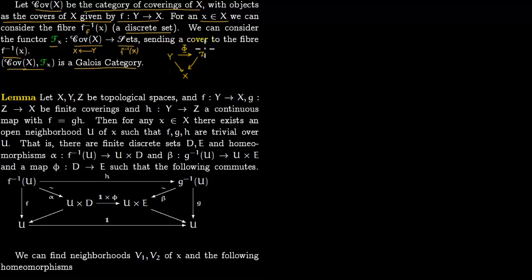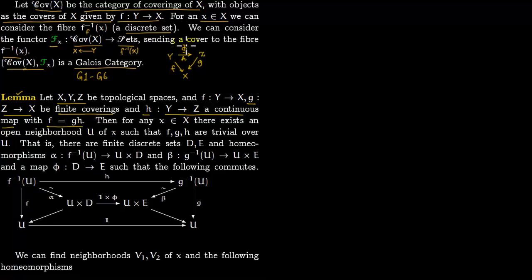It is important that you know the definition of a covering space in topology before we proceed here. To do this, we have to prove a lemma. To show this is a Galois category, we have to see that all these axioms G1 to G6 of a Galois category are satisfied. But before we do that, we have to make sense of this map phi, and this lemma is going to do that. Say X, Y, Z are topological spaces, and you have this map F, which is a covering, and then you have a map G from Z to X, which is another covering. These are finite coverings, so if you take F inverse of X, it will have a finite number of elements. Say H from Y to Z is a continuous map with F equal to G times H. This map is H.